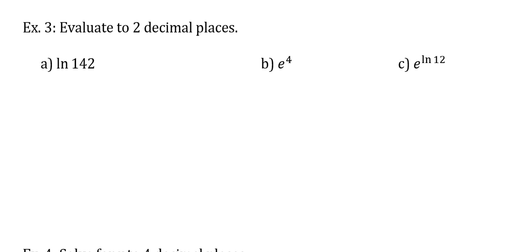Evaluate to 2 decimal places. How are we going to do this? Just on a calculator. Go ahead and give it a try. Who's got the first one? Jason? 4.9558. Okay, nice. So to 2 decimal places would be 4 point. Thank you. Very good.